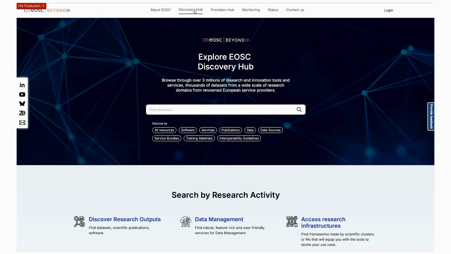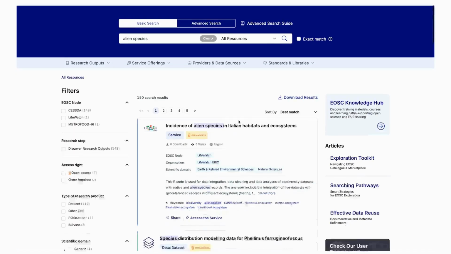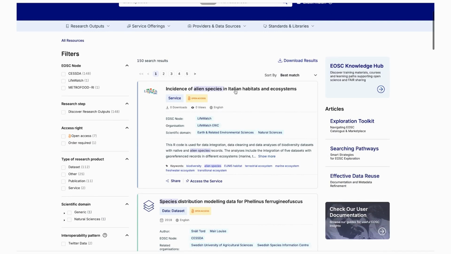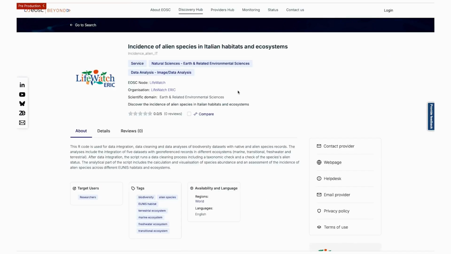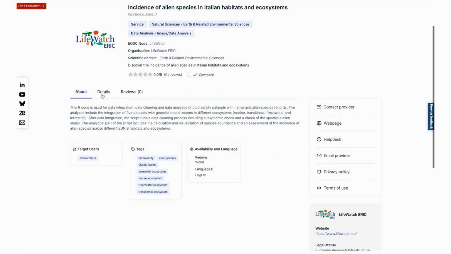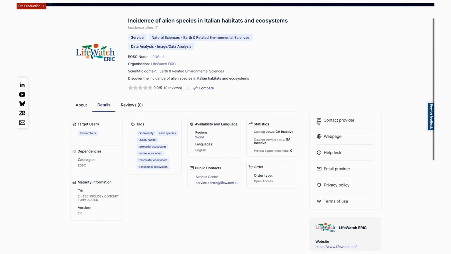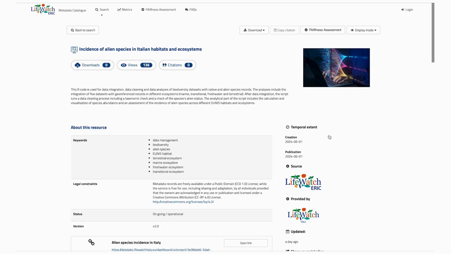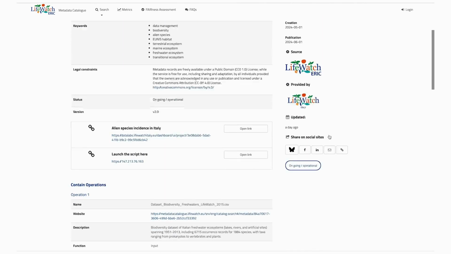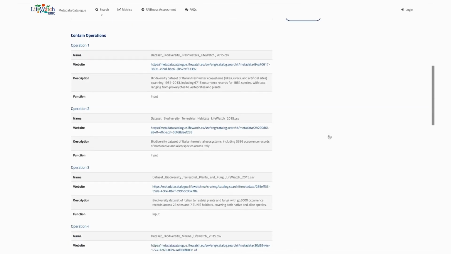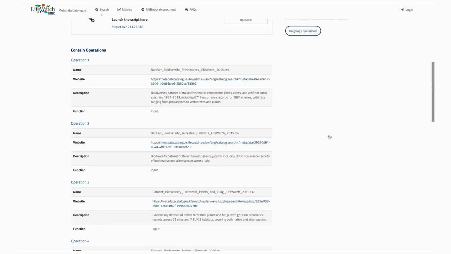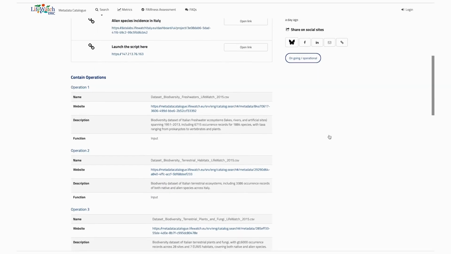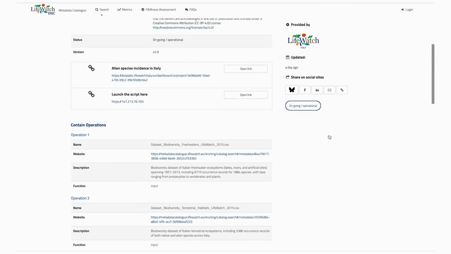Well, I began at the EOSC Discovery Hub. By searching alien species, I found the LifeWatch ERIC service for analyzing alien species incidents. Here, I could see all the details regarding the service, and with one click, I could access its web page. This actually led to the LifeWatch ERIC metadata catalog, where I could read about what the service does and how it functions. As I navigated through the metadata record, I found out that I can launch the service.